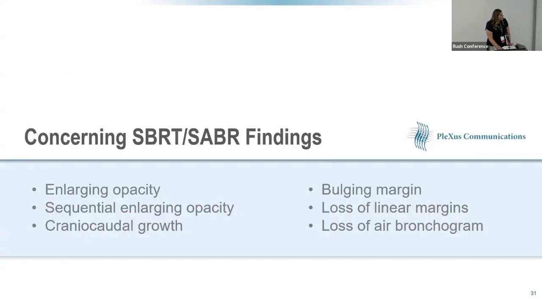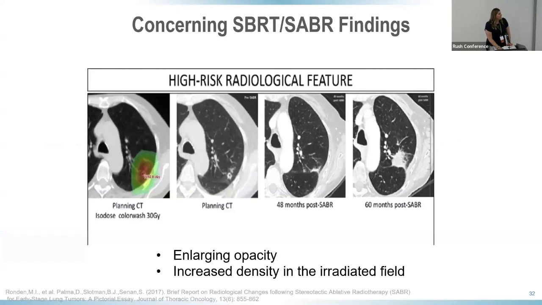So some concerning findings, these are your main ones. You want to be looking for an enlarging opacity, sequential enlargement, cranial-caudal growth, a bulging margin, loss of linear margin, so loss of that line, and loss of an air bronchogram. So these are your high-risk radiographic features, and this is what you're going to want to talk to your radiologist about.